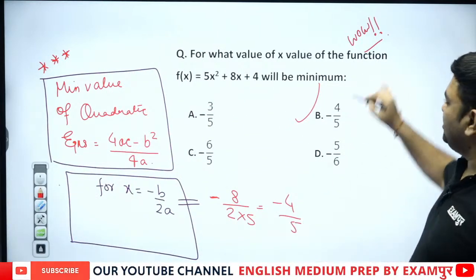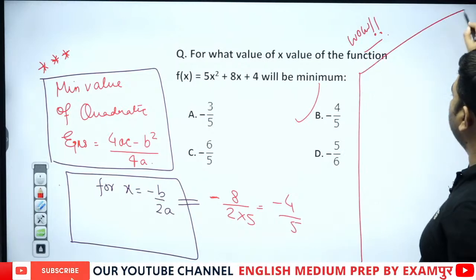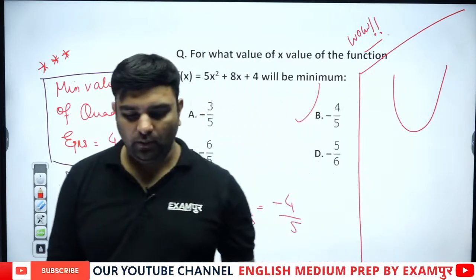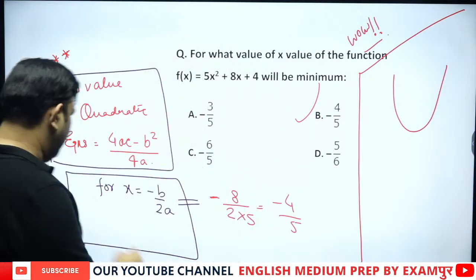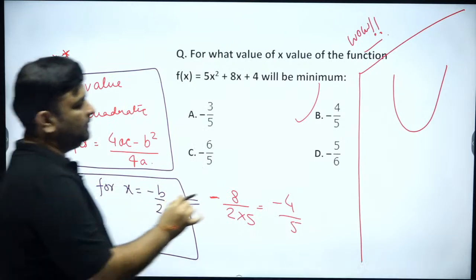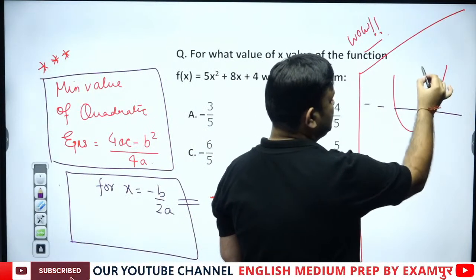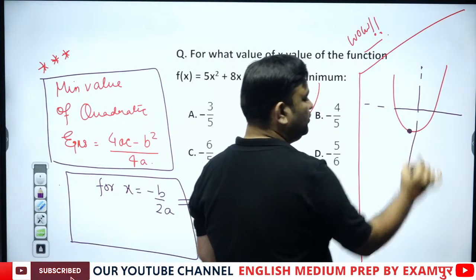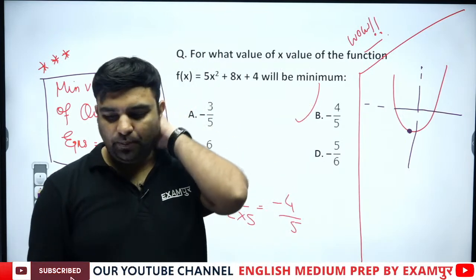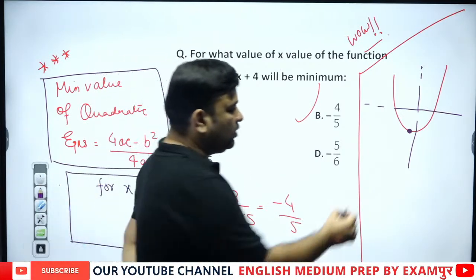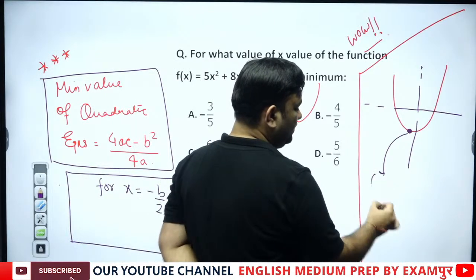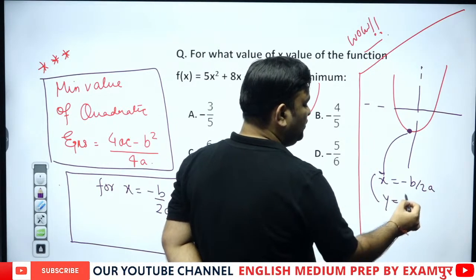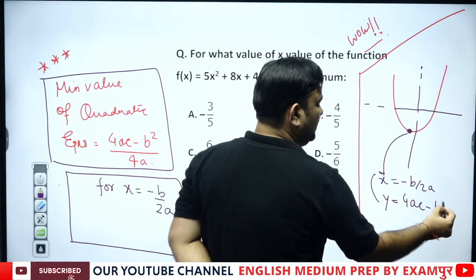The ultimate logic of it is quadratic equation is of the shape of parabola. Let's suppose this is the point where it gives the minimum value. And the coordinates of this point are x is equal to minus b upon 2a and y is equal to 4ac minus b square over 4a.